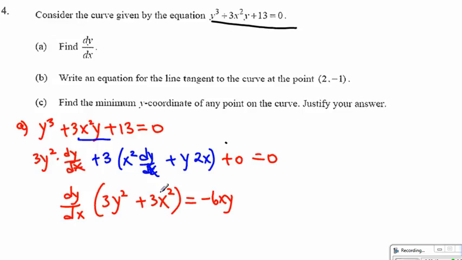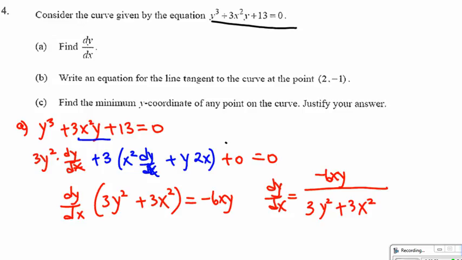Then, of course, dy over dx would be negative 6xy, divided by 3y squared plus 3x squared, which we can simplify further by dividing top and bottom by 3. We have negative 2x times y divided by y squared plus x squared.